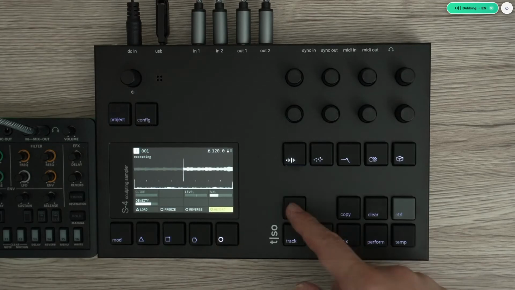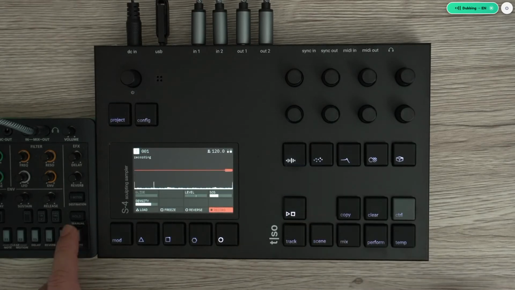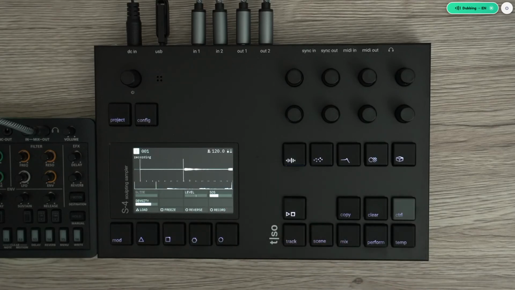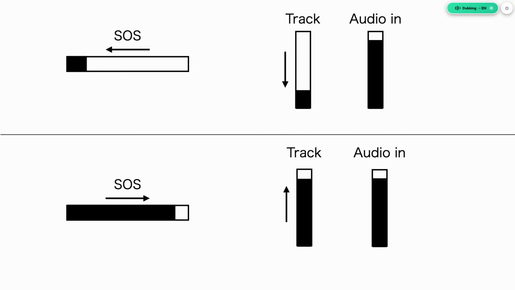Next, turn the SOS knob up a bit more in record. The original track will be quieter than the input. So SOS only adjusts the original track's volume, letting you balance it with the new recording.